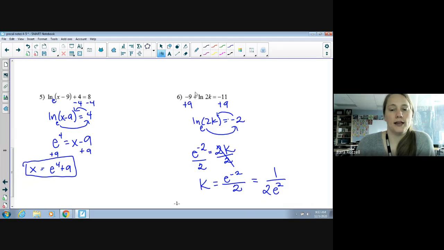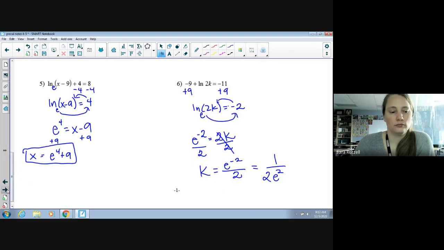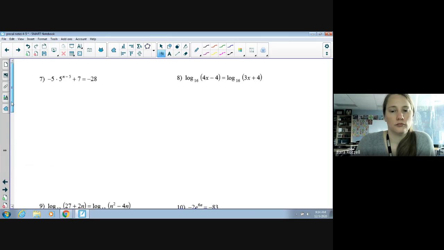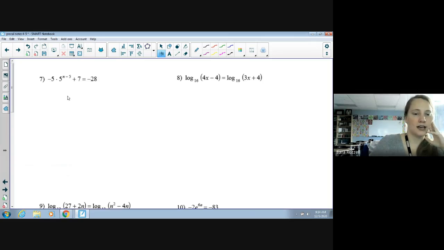All right, so just remember ln has that base of e. Okay. Ooh, this one looks like fun. Here we go. This is a switch back to our exponential and log one. So with a problem like this, what are we going to move first? We're trying to get this by itself. We're going to move the 7 first. So -7. So -5 times 5 to the n minus 5 is going to equal -35.